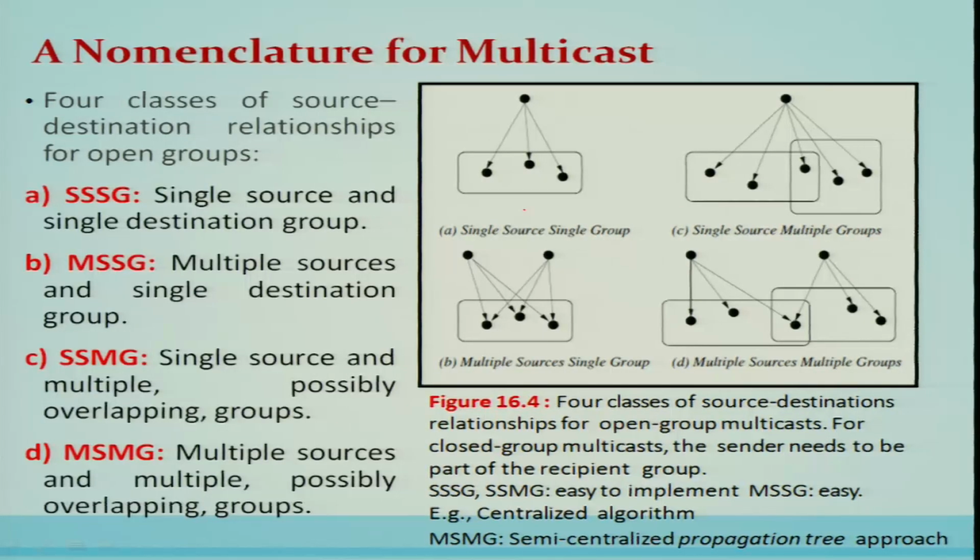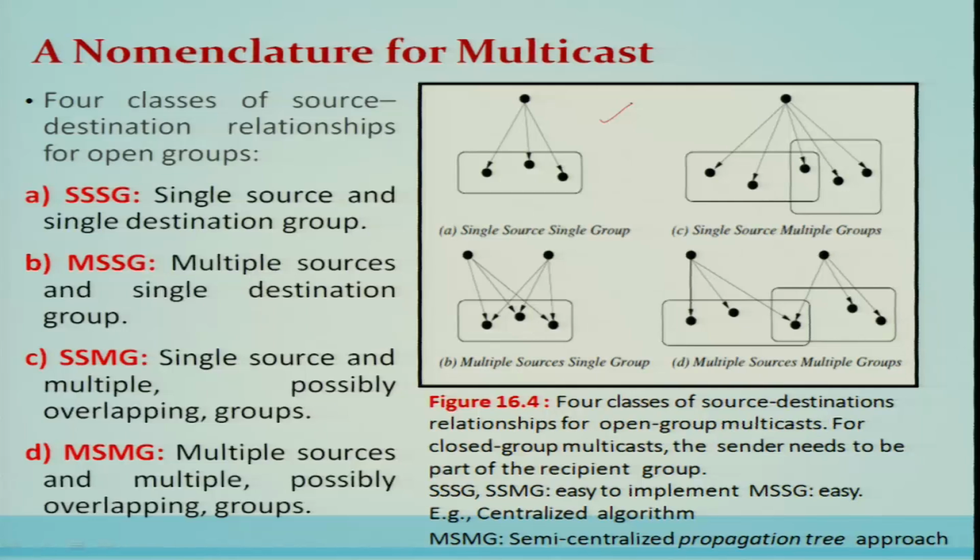As I told you, unicasting, multicasting and broadcasting are 3 different ways of communication for the applications in a distributed system. So now we are talking about multicasting, that is the communication to a group of processes. There are 4 classes of source destination relations for the open groups. The previous algorithm was for closed groups. Here this nomenclature is for the open groups.